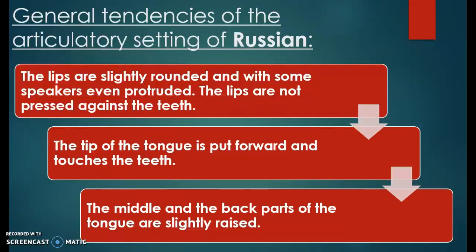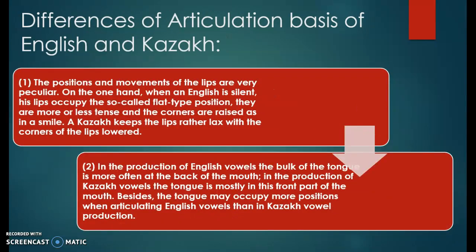The first one, the lips are slightly rounded, with some speakers even protruded. The lips are not pressed against the teeth. The second, the tip of the tongue is put forward and touches the teeth. The third, the middle and the back parts of the tongue are slightly raised.